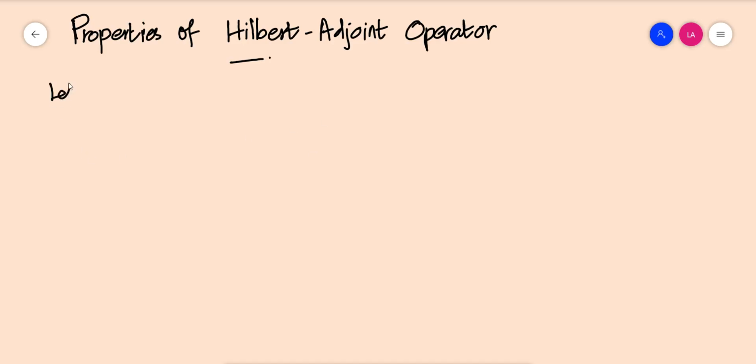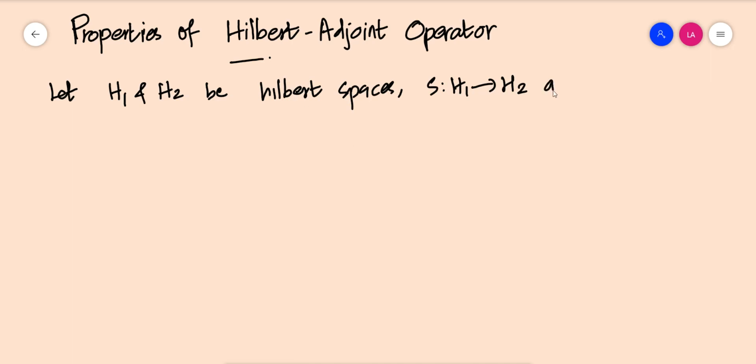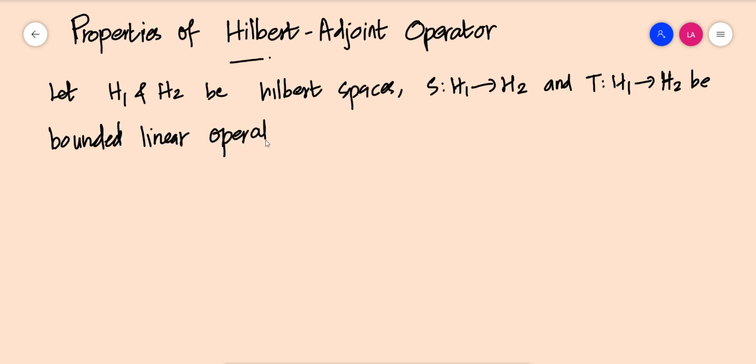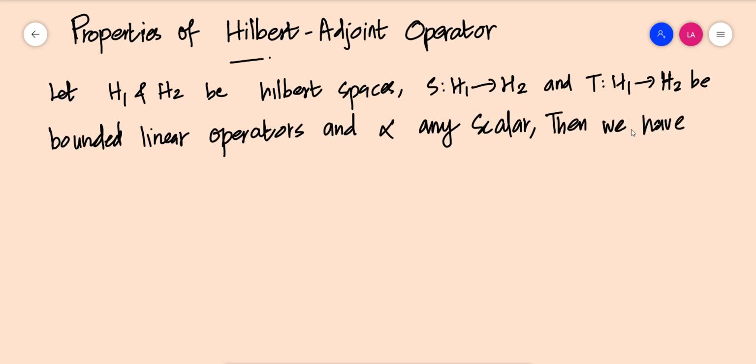So let H1 and H2 be Hilbert spaces, S from H1 to H2 and T from H1 to H2 be bounded linear operators, and alpha any scalar. Then we have the first property.